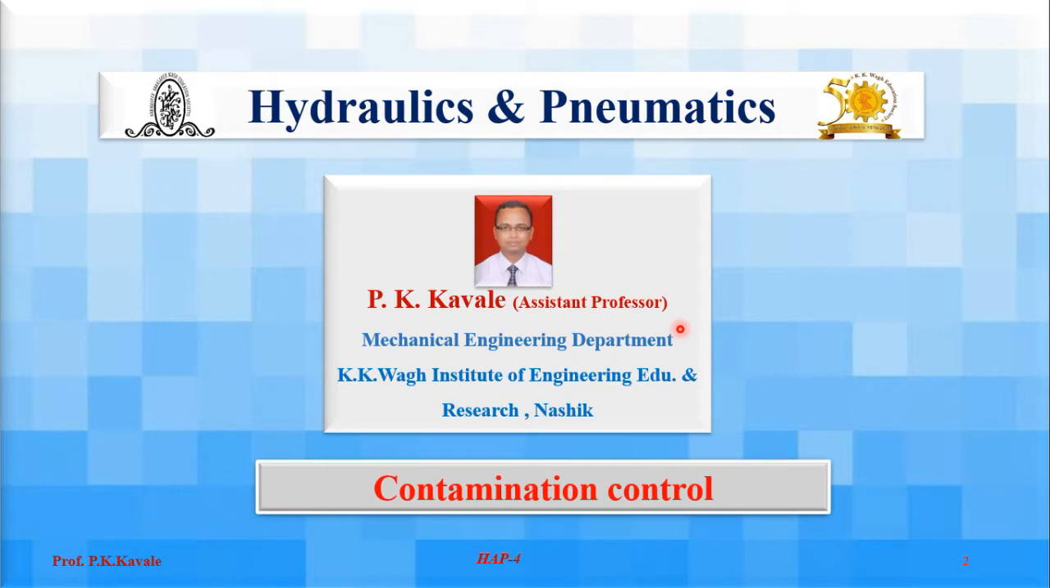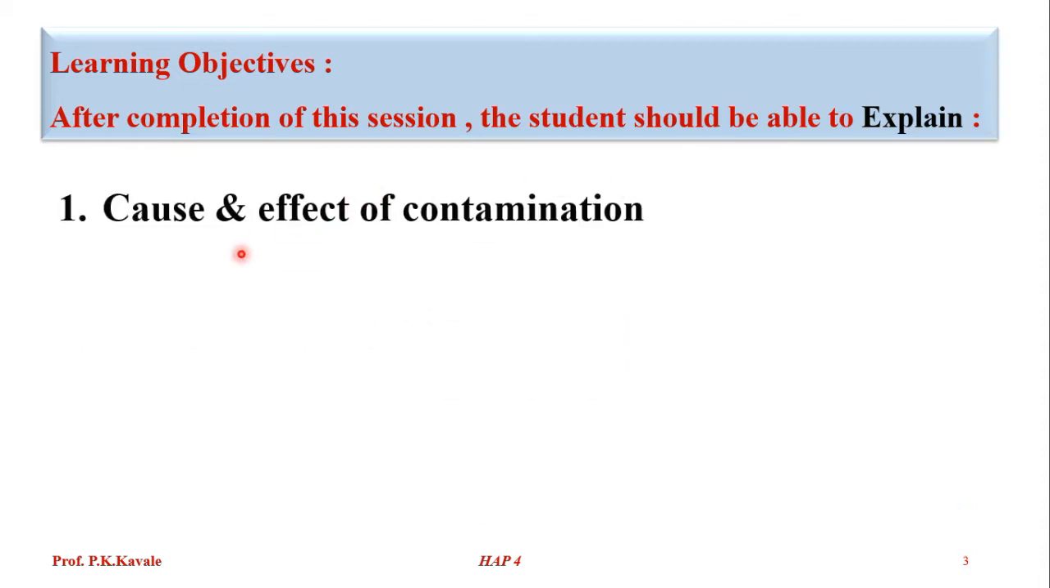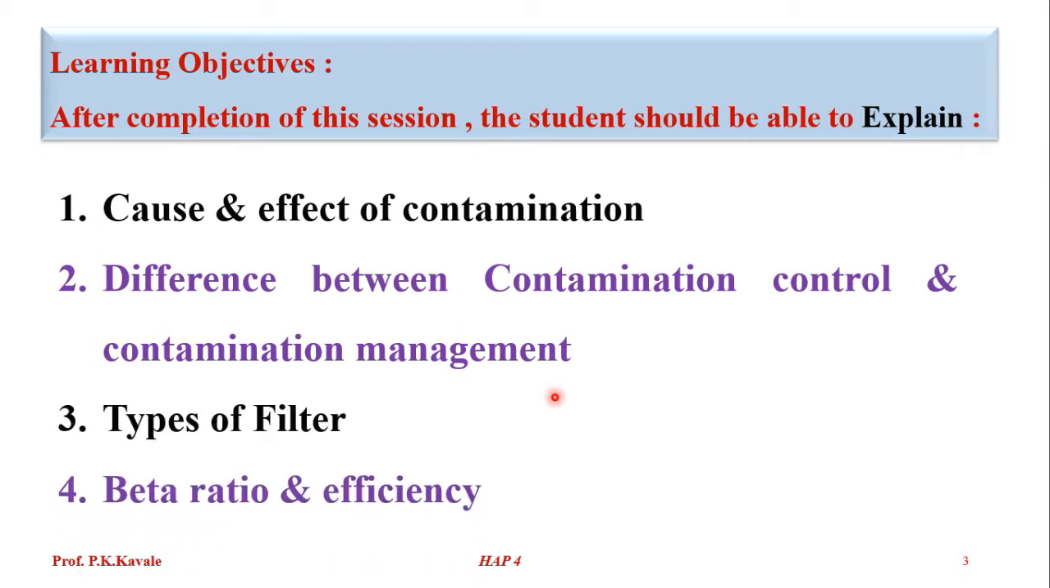So today's topic is contamination control, subject hydraulics and pneumatics. After completing this session, the student should be able to explain the cause and effect of contamination, the difference between contamination control and contamination management, types of filter, beta ratio and efficiency related to the filter.